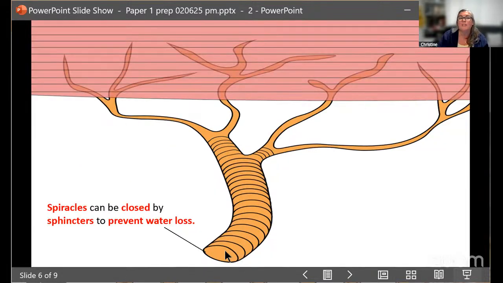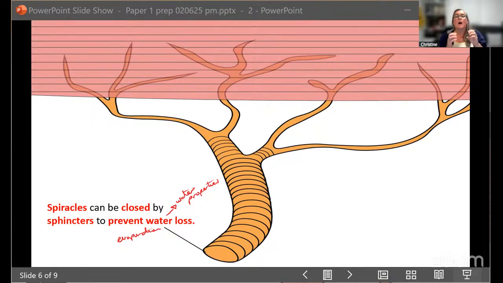So obviously these spiracles can actually be closed by the sphincter to prevent water loss. If we're talking about water loss, what are we talking about here? We're talking about evaporation. When you've got evaporation, you're looking at water properties, so the latent heat of vaporization. Water, which is a liquid, will evaporate into a water vapor, and that can then be diffused from an area of high concentration to an area of low concentration. So the spiracles can actually be closed by the sphincter.